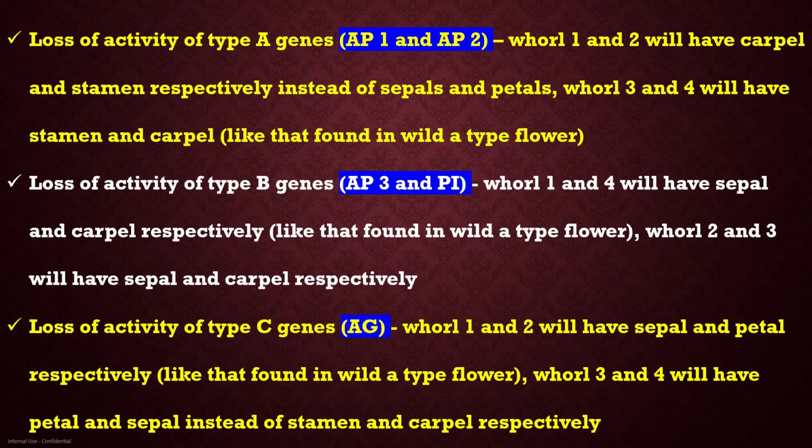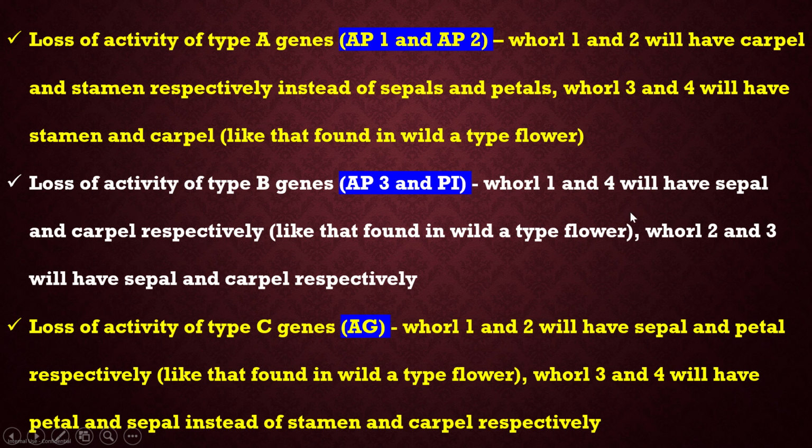Now let's come to the second loss of activity. Loss of activity of type B genes. This type B gene comprises AP3 and PI, APETALA 3 and PISTILLATA. So here what will happen? Whorl 1 and whorl 4 will have sepal and carpel respectively, which is normal. Whorl 1 has got sepals, it's a normal architecture. Whorl 4 also has got carpels, it is also a normal architecture.